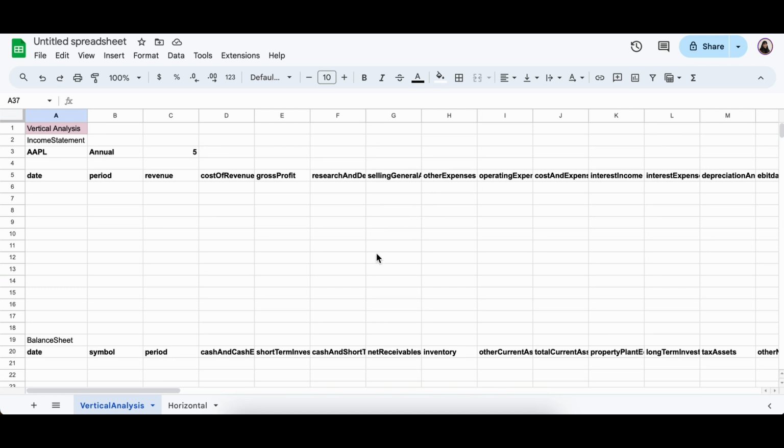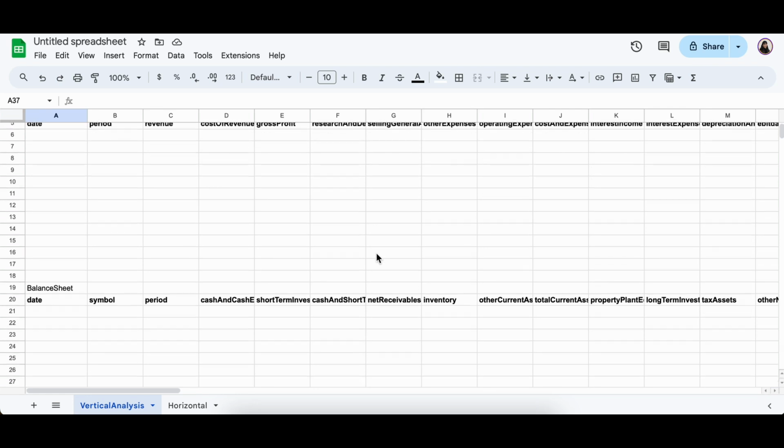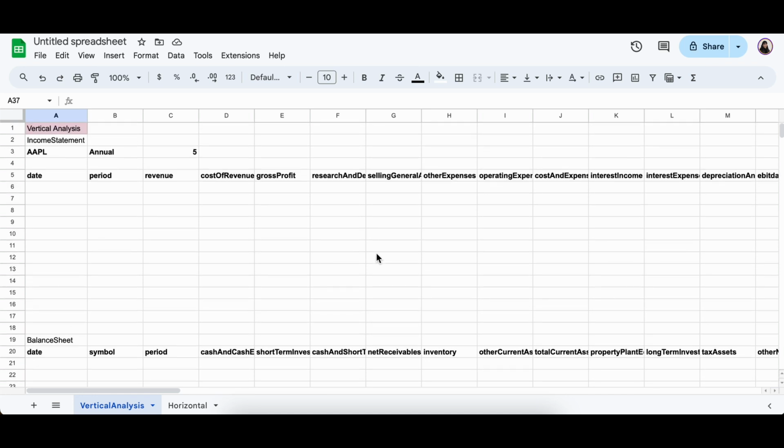Vertical analysis is expressing each item in the financial statements as a percentage of the base amount. The base amount we're taking from the income statement will be the total sales. From the balance sheet, we can take the total assets, or equity plus liabilities. And from the cash flow statement, we can take the net cash from operating activities.